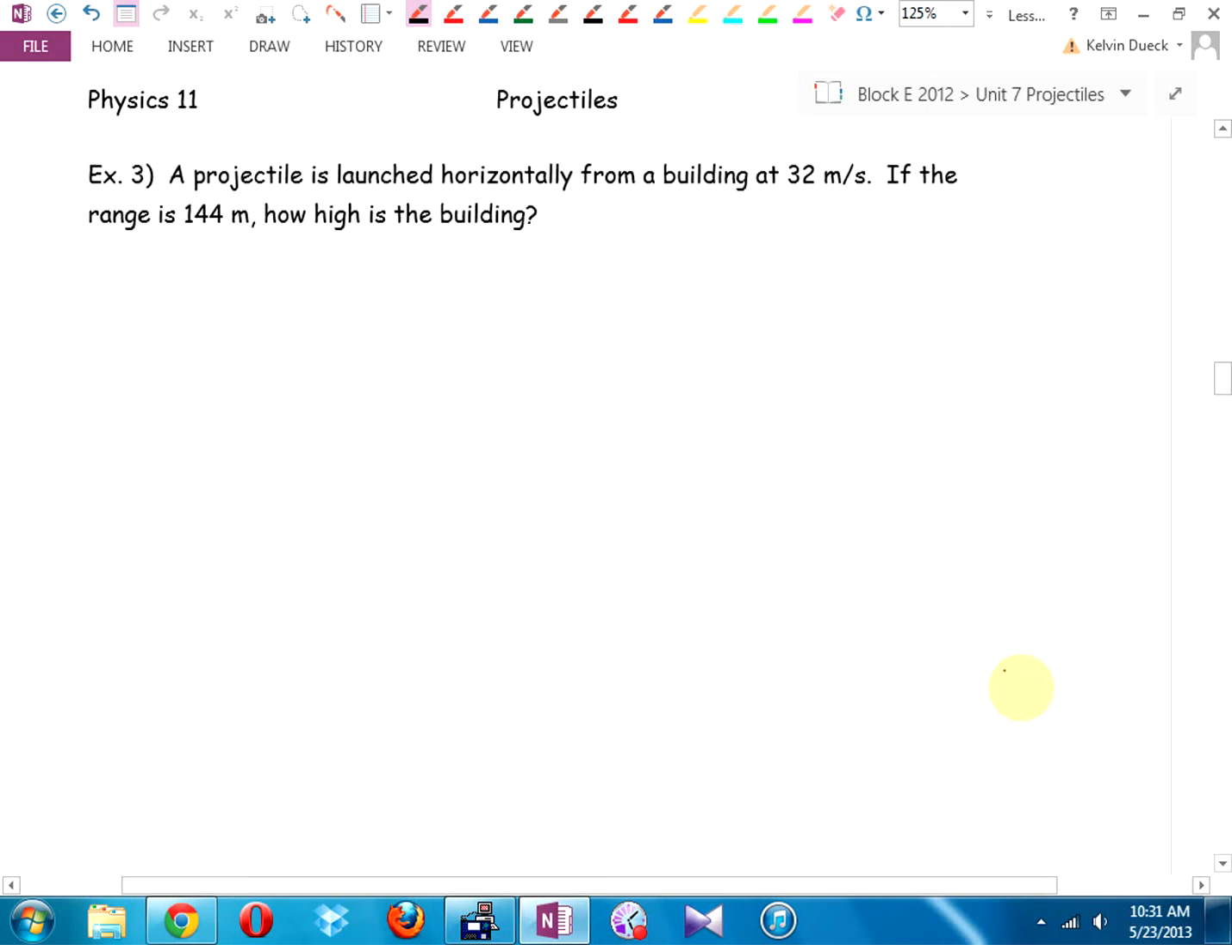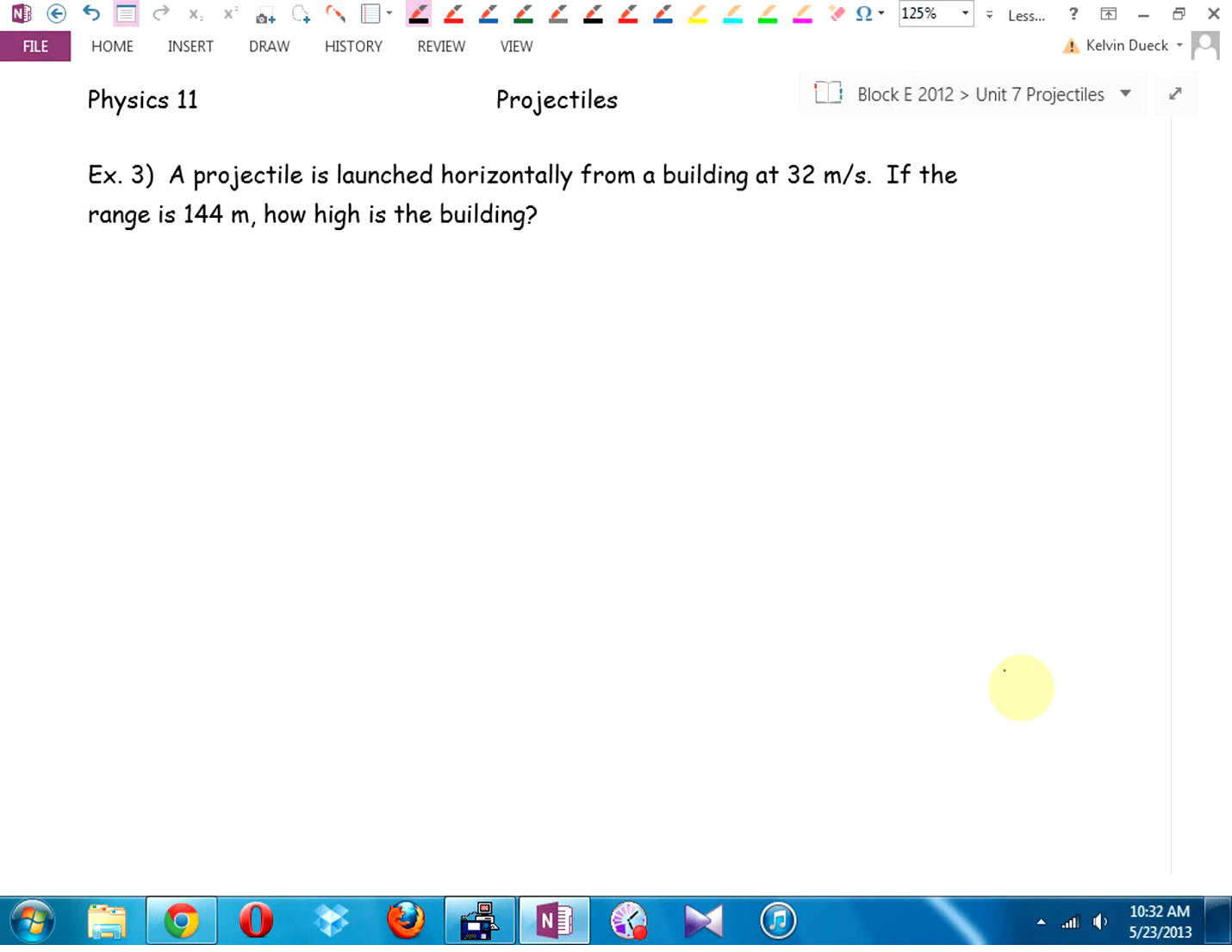Example 3. Projectile is launched horizontally from a building at 32. It's the same question, Mr. Dueck. I don't know. Let's keep reading. If the range is 144 meters, how high is the building? Not quite the same question. I think in the previous 2 they gave us the height and they said find the range. Here they're giving us the range and they're saying find the height.